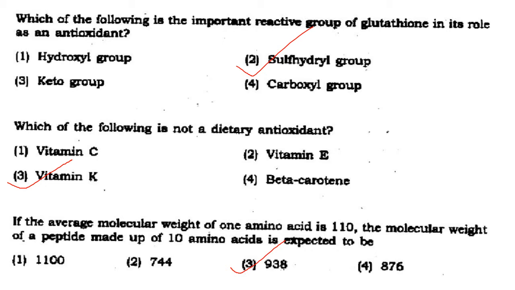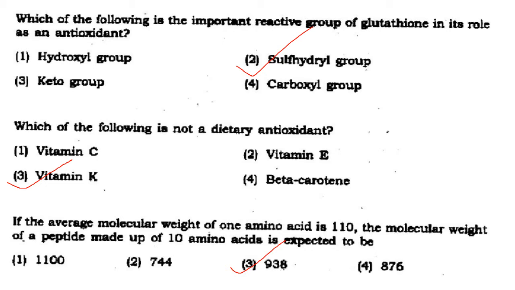Now 16. If the average molecular weight of one amino acid is 110, the molecular weight of a peptide made up of 10 amino acids is expected to be. Option 1 1100, 2 744, 3 938, and 4 876. I will tell you how I got this answer.